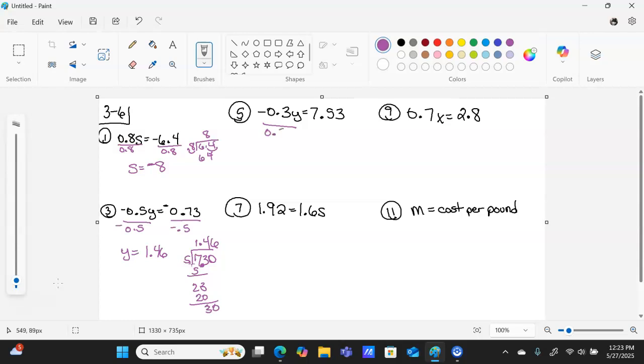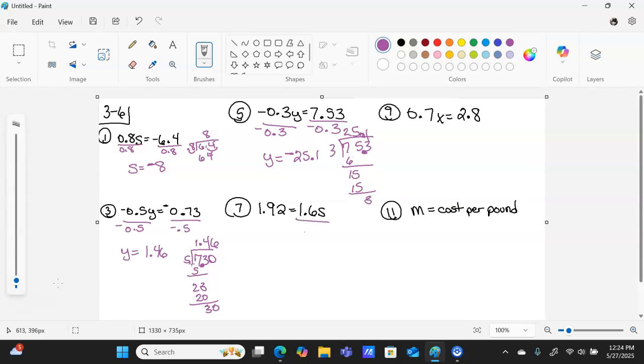On number 5, dividing by that negative 0.3, I know right away that my answer is negative, so I'm going to go ahead and write that down. And then 7.53 divided by 0.3, we're going to move our decimal one place. And so here the decimal is gone, and here the decimal has moved to this position. 3 goes into 7 2 times, goes into 15 5 times. Decimal is there and goes into 3 1 time. So we get 25.1, and it is negative.